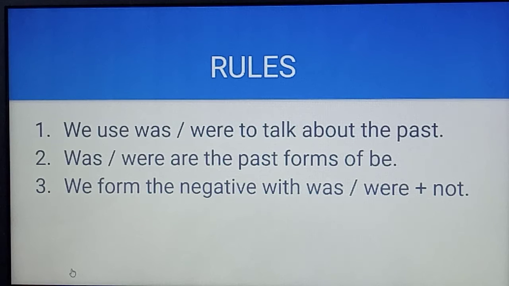Number 2, was, were are the past forms of be. Number 3, we form the negative with was, were, plus not. So in short, when you think about these two words, you are telling a story from the past. We form the negative with was and were plus not. So if the noun is singular, you can say was not. If you're going to use a plural noun, you're going to use were not.